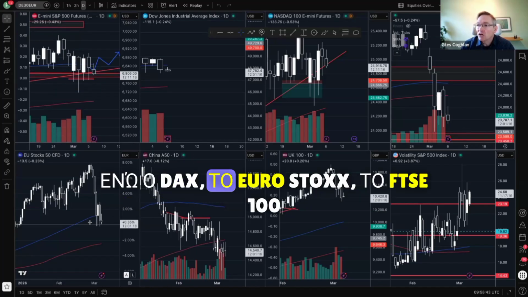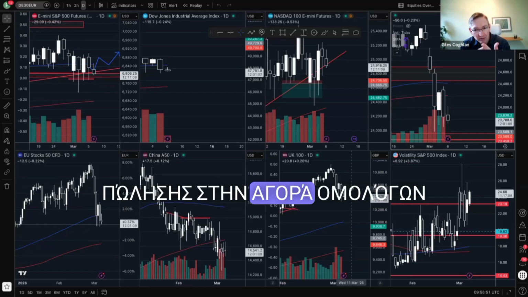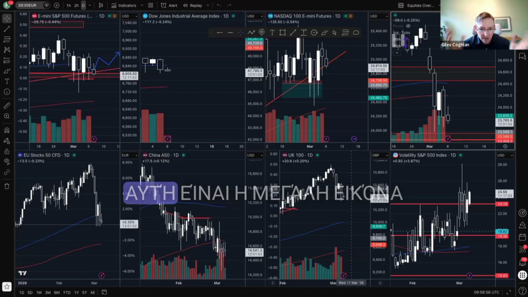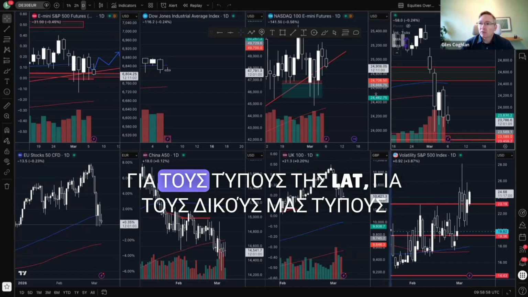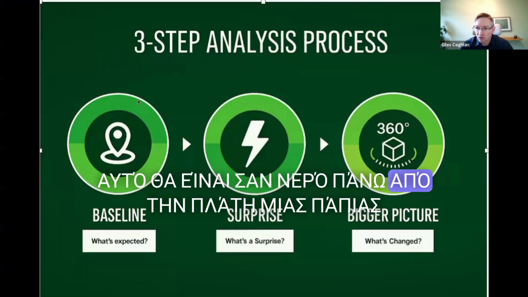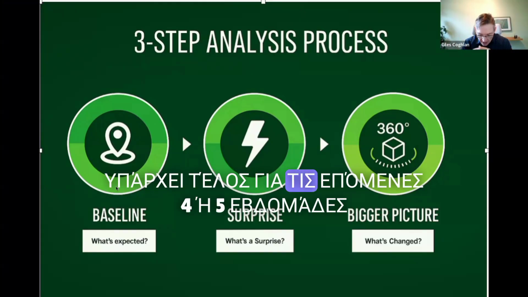Whereas the DAX, Euro stocks, FTSE 100, that sell-off has been on the energy crunch and on the bond market sell-off. It's the 2 things, right? So once you understand that, that's the big picture. So for the LAT guys, for our guys, this will be water off a duck's back. The baseline is that this conflict carries on and that there isn't an end to it for the next sort of 4 or 5 weeks.